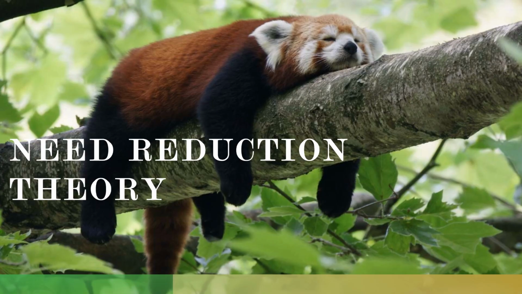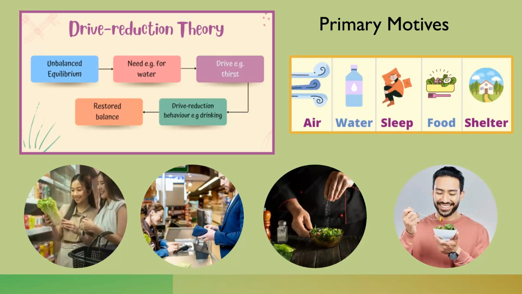the need reduction theory. So, it's also called drive reduction theory, and this was developed by Clark Hull in the 1940s. So he believed that all human behavior is explainable by classical conditioning, taking inspiration from the work of Ivan Pavlov or Edward L. Thorndike, for example. And this shows in the need reduction theory, the basis of which is that humans have basic physiological needs to ensure survival, such as nutrition, shelter, pain avoidance, that kind of thing.